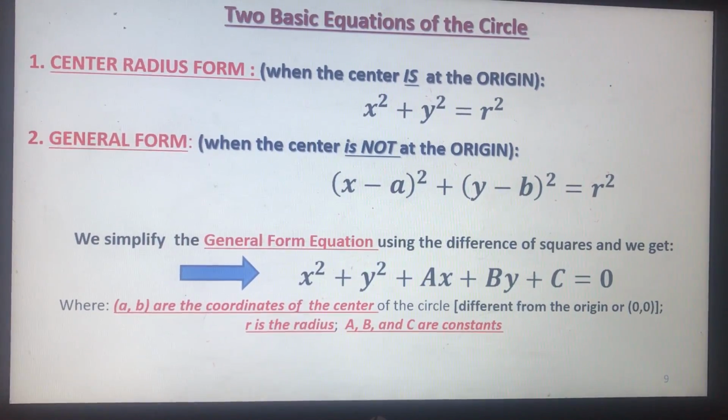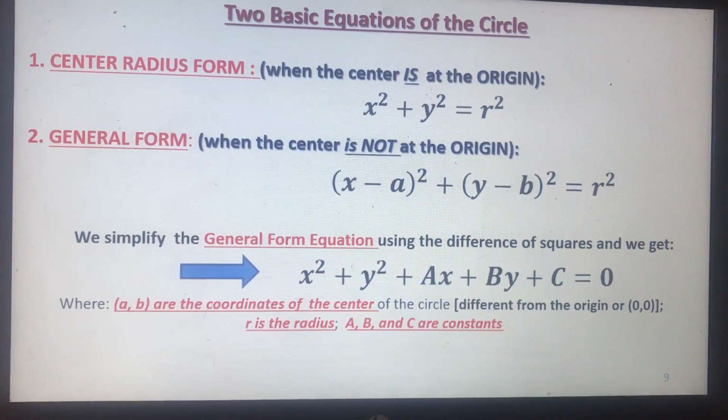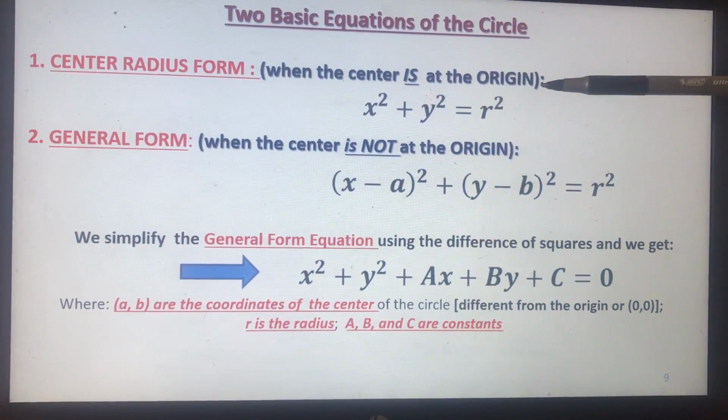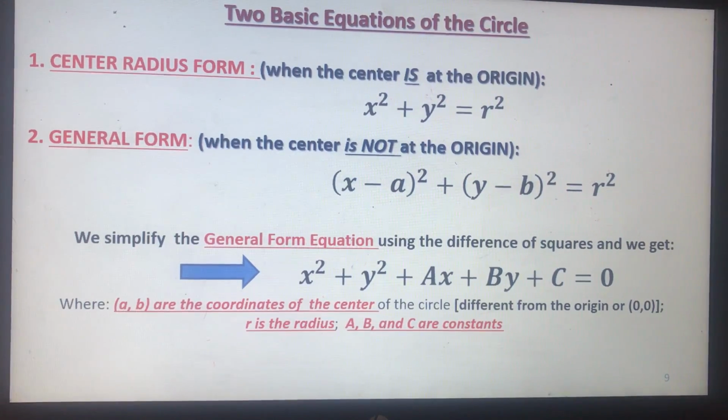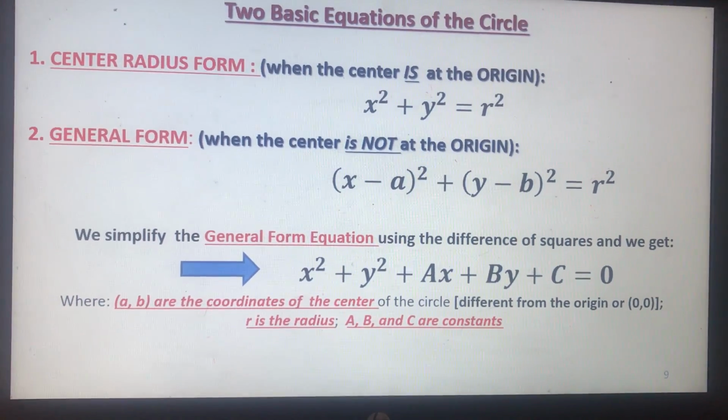So today we'll continue with Unit 6, Lesson 7, which is circles in the coordinate plane. We already learned that there are two basic equations of the circle. The first one is the center radius form. This is our equation when the center of the circle is at the origin, or point (0, 0). So the center radius form is x squared plus y squared equals r squared.